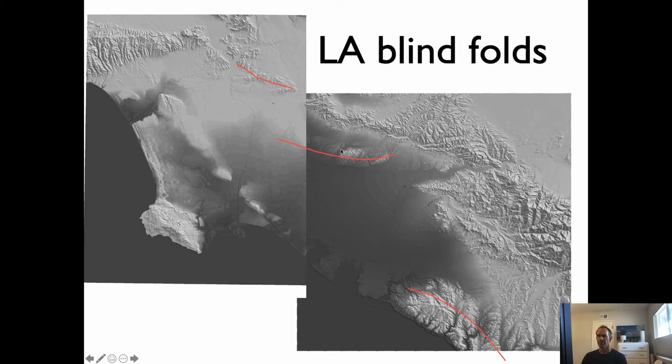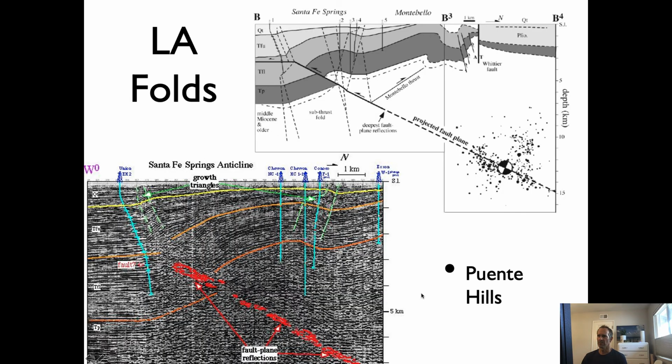In the sort of Fullerton, Brea area, these are called the Coyote Hills. Same thing, there's a blind fault underneath, creating a fold above. The San Joaquin Hills down in southern Newport and Laguna Beach, all the way down to Dana Point, same thing. You have a blind fault down there that's creating these folds.